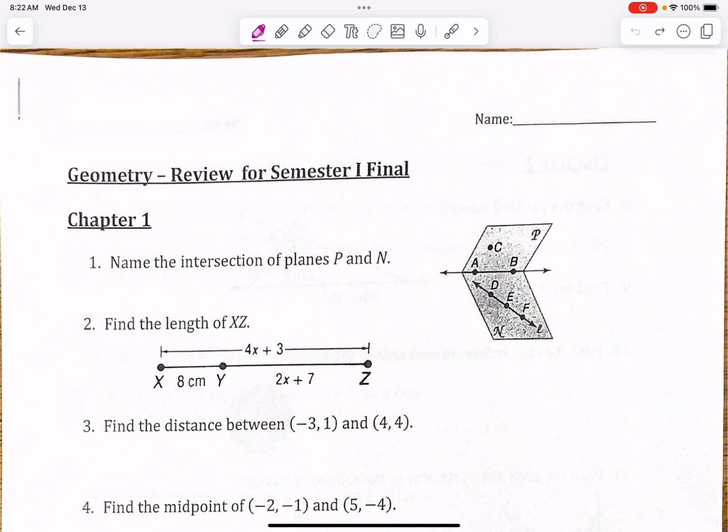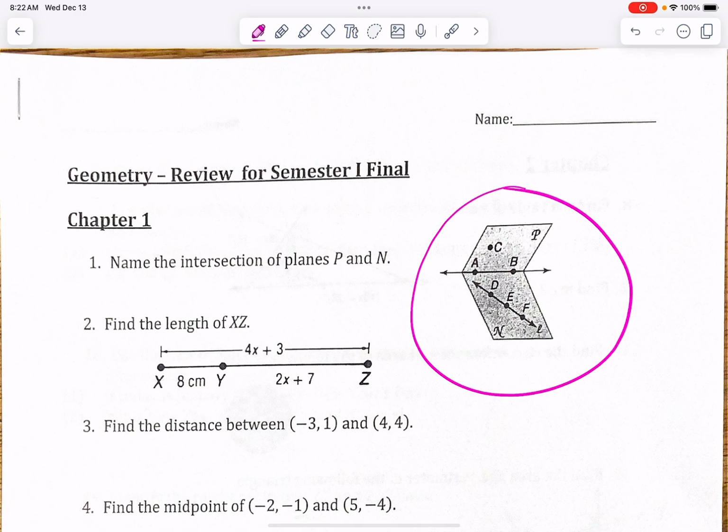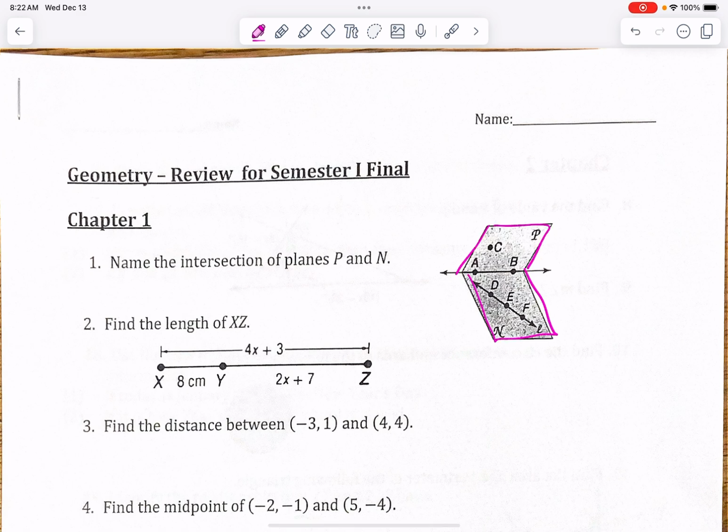So number 1 is asking, if this is my 3-dimensional figure, we have a plane intersecting another plane. Think of this as pages of a book that are unfolding. Here's the spine of the book, if you can see that in 3D. It says name the intersection where planes P and N intersect. P is this top plane, N is the bottom plane. That's where the spine is located, and they intersect right here. What do we name that is what they're asking.